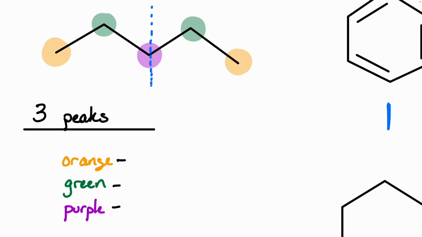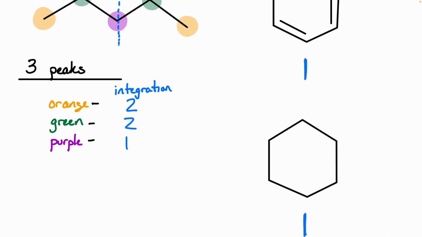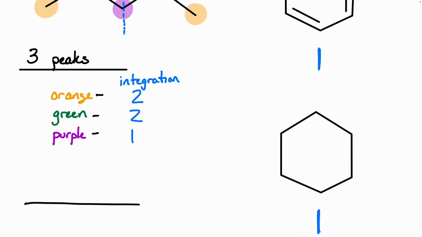All right, these peaks are also going to differ in their integration. I have 2 carbons in that orange group, so I'm going to expect an integration value of 2 for that orange group of carbons. All right, what about my green group? What would my integration value be? Also 2. And what about my purple group? Just 1.